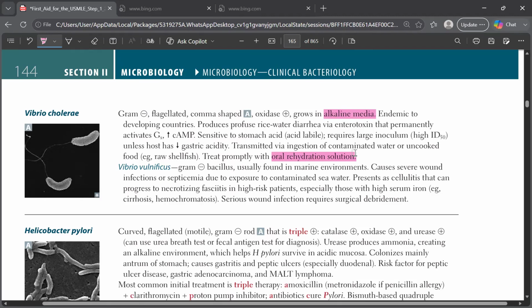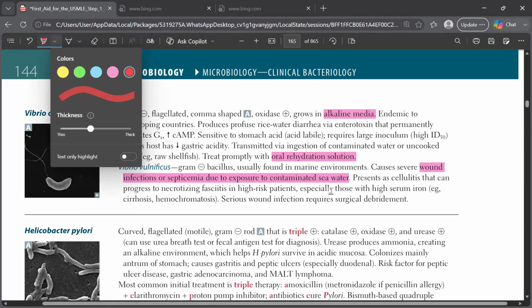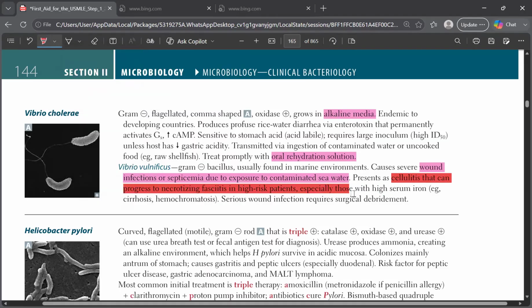Then we have Vibrio vulnificus. It is a gram-negative bacillus that is usually found in marine environments. It causes severe wound infections or septicemia due to exposure to contaminated seawater. So it is also associated with water in some way, right? It presents as cellulitis that can progress to necrotizing fasciitis in high-risk patients, especially those with high serum iron, for example cirrhosis and hemochromatosis. It is a serious wound infection that requires surgical debridement. So what is important about this one is that it presents as cellulitis that can progress to necrotizing fasciitis in high-risk patients, especially those with high serum iron.